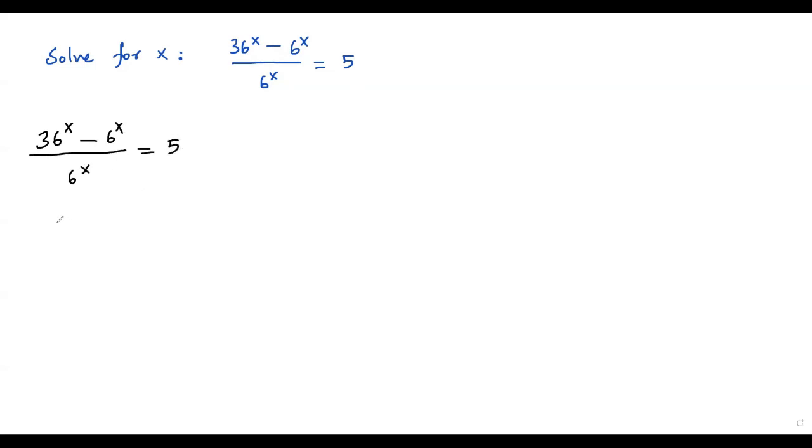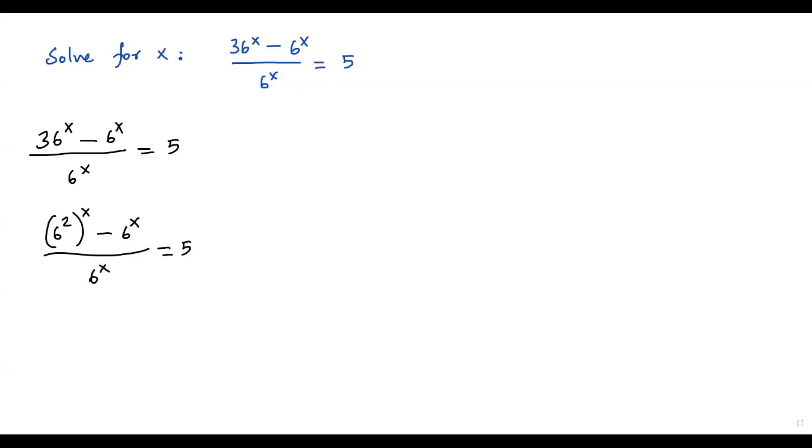In my next step, I'm going to write this 36 as 6 squared, because 36 is a power of 6. Whatever exponent we have for 36, the same should be taken for this 6 squared. Then I'm getting (6^2)^x - 6^x over 6^x equals 5.